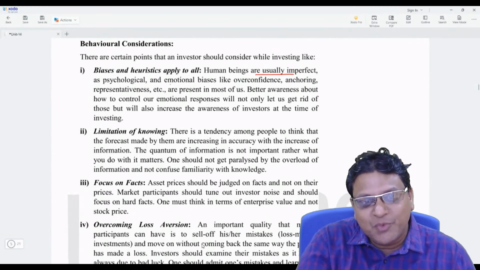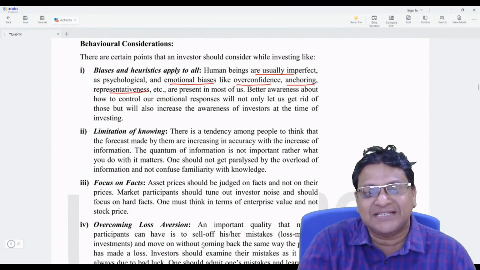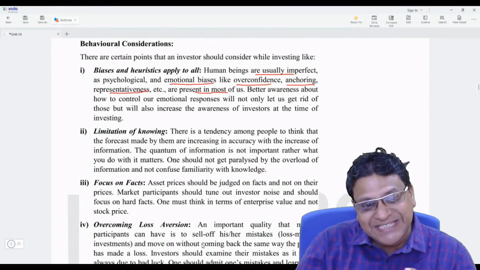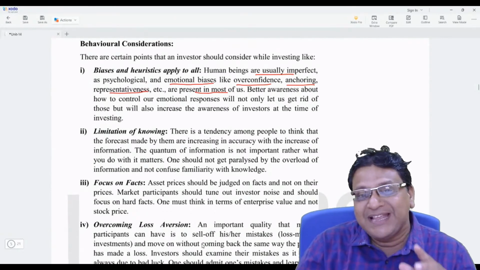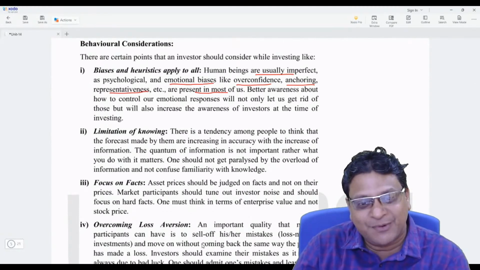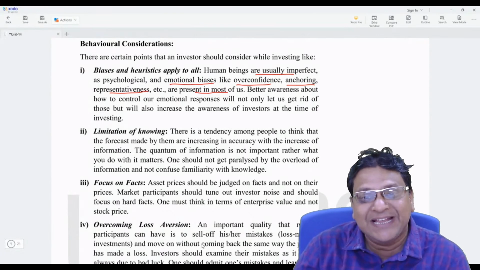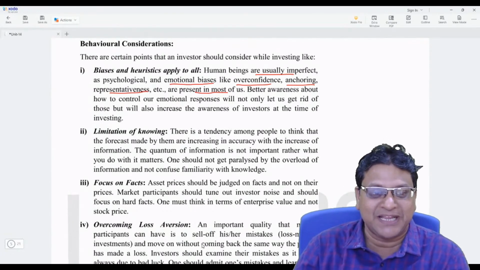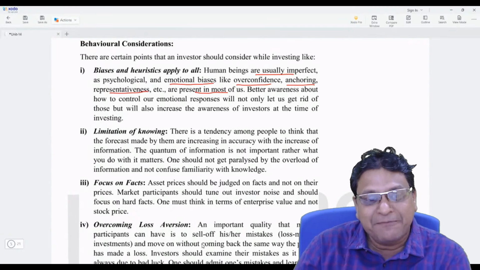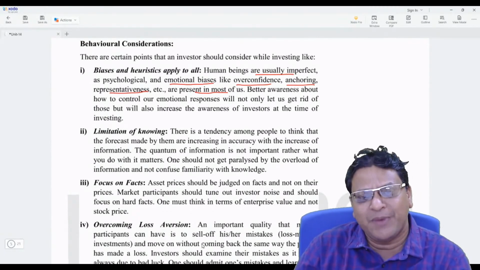There are certain emotional biases like overconfidence, anchoring, representativeness, which are present in all of us. And all these things affect our investment decision making. Overconfidence affects our investment decision making. Emotional biases, anchoring affect our investment decision making. Representativeness affects our investment decision making. We will discuss what these are one by one.